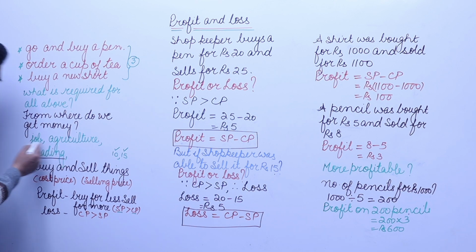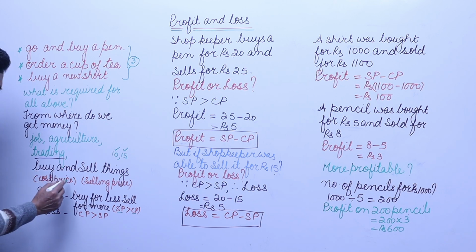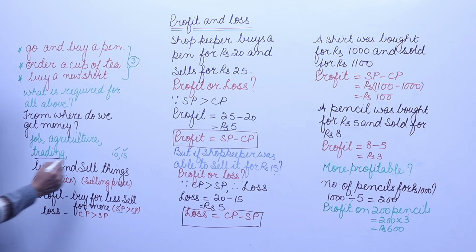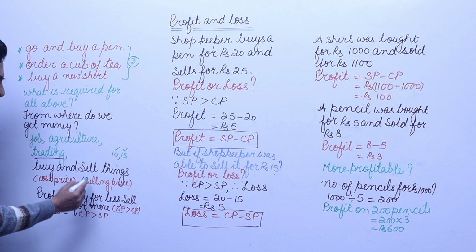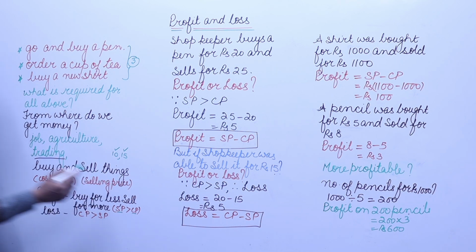Now let us try to discuss what is trading. In very simple terms, trading is when a shopkeeper buys some things and tries to sell them at a greater price. The price at which things are bought is called the cost price, in short CP, and the price at which things are sold is called the selling price, in short SP.